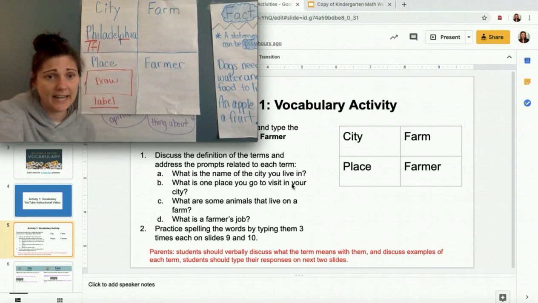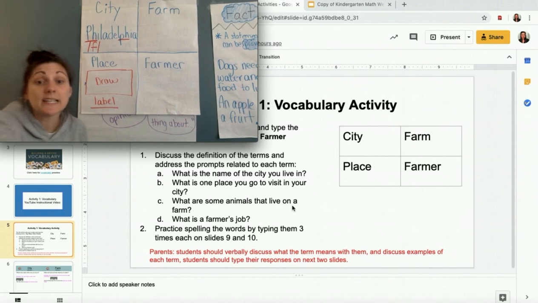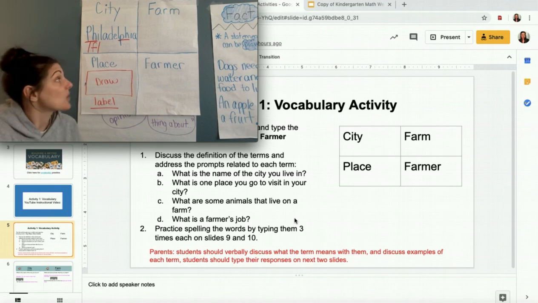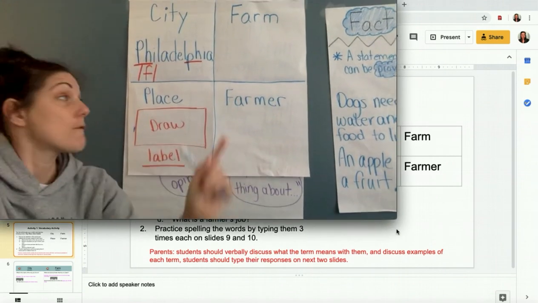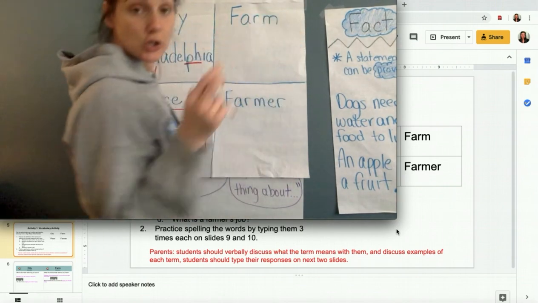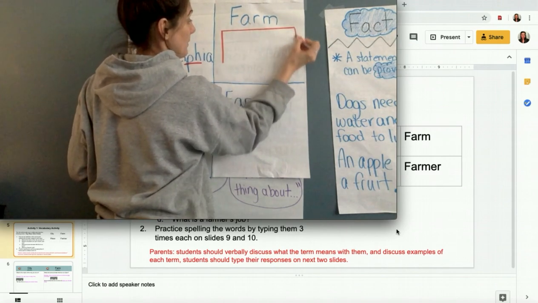All right, let's see what we're saying now about letter C here. What are some animals that live on a farm? So some animals. So I'm going to say up here, let me make this a little bigger, for farm, that you should draw 2 animals, okay, because it says some animal. It doesn't say an animal.